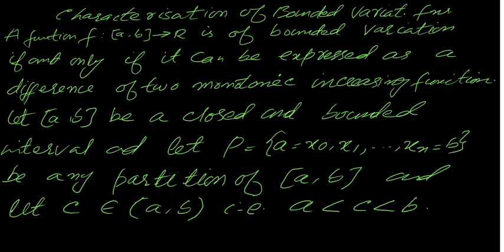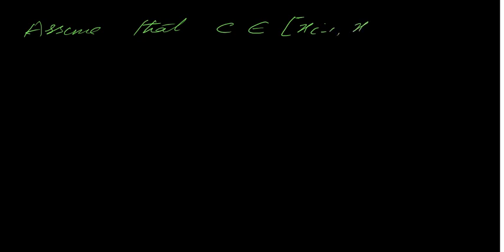So without loss of generality, let's assume that this c belongs to the ith subinterval. Suppose c belongs to this interval [x_{i-1}, x_i], that is, x_{i-1} ≤ c ≤ x_i.